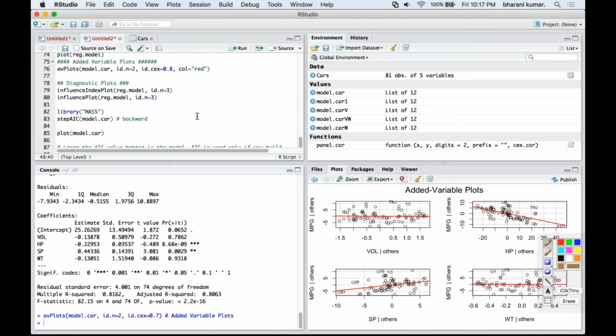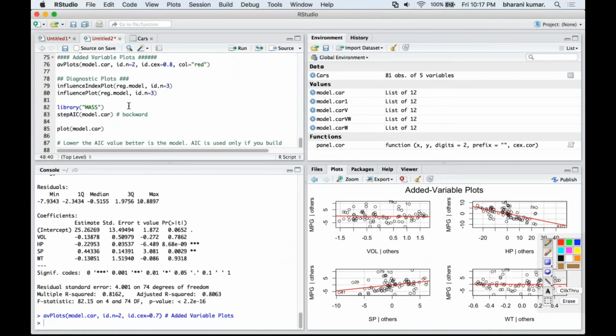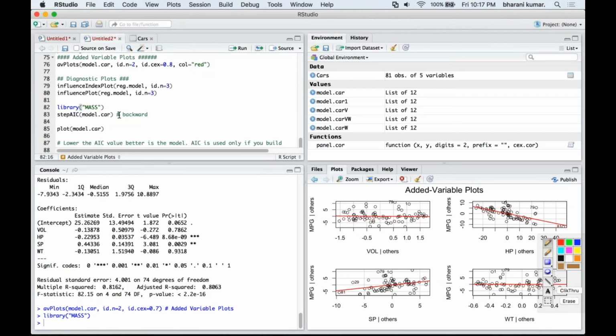That's one thing. Another thing is, if I do not want to directly delete weight, if I want the model to automatically do the things for me, then I'll run the MASS library, and there is something called step AIC. AIC stands for Akaike information criterion.